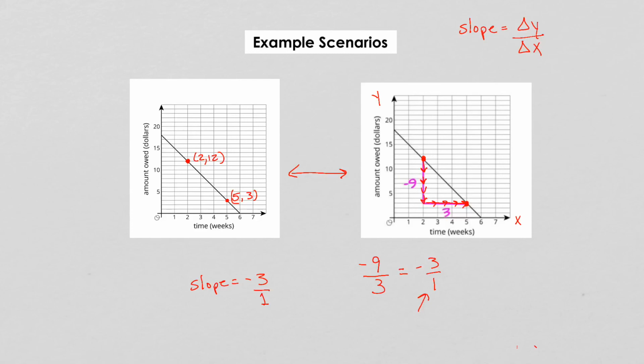All right, so I want everybody now to try the next few problems. I think there's 9 problems that follow. Try to find the slope from the table and from the graph. And then after that, you're going to have an exercise where you put those slopes in order.